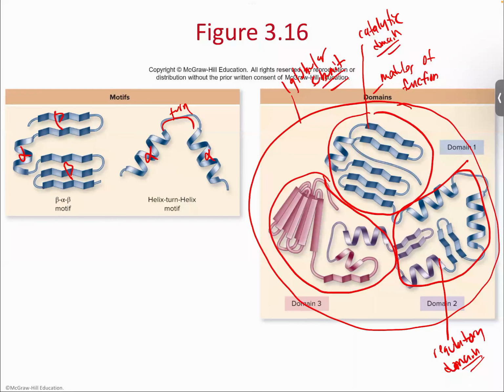And the third domain, because it's a member of a team, could be what we refer to as an oligomerization domain. What does that mean? To oligomerize basically means you're coming together as a unit.